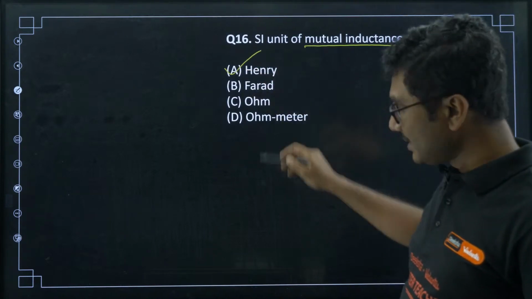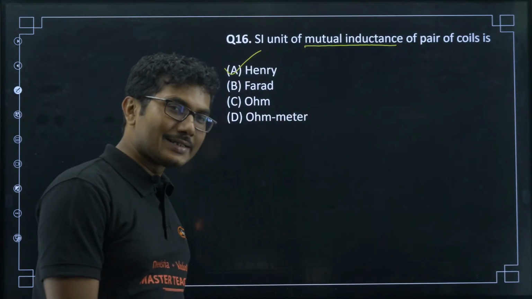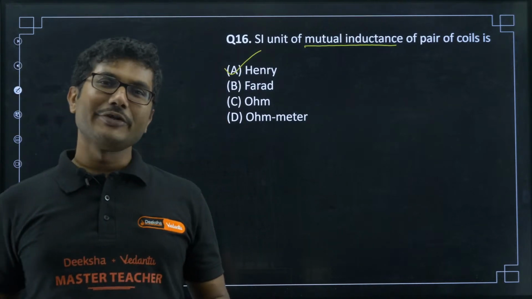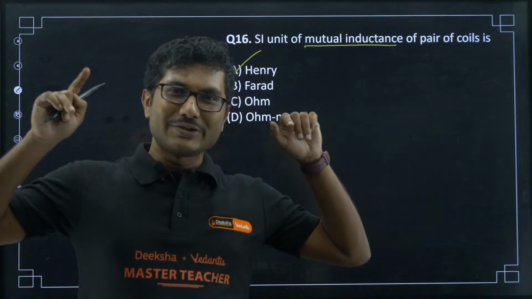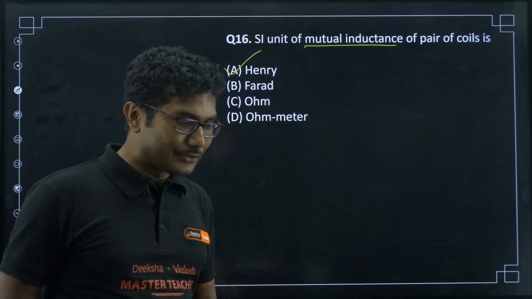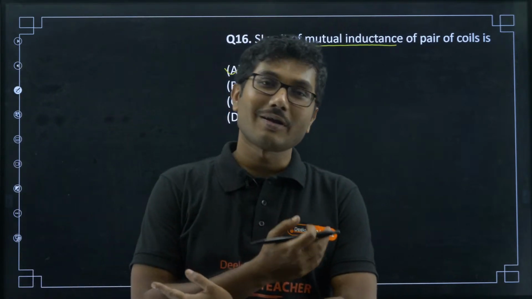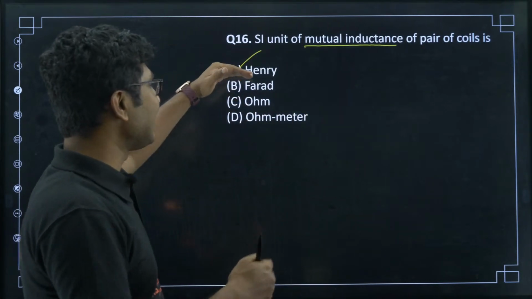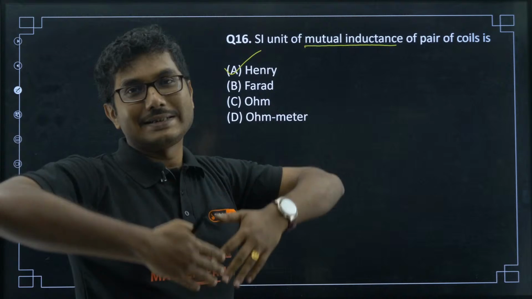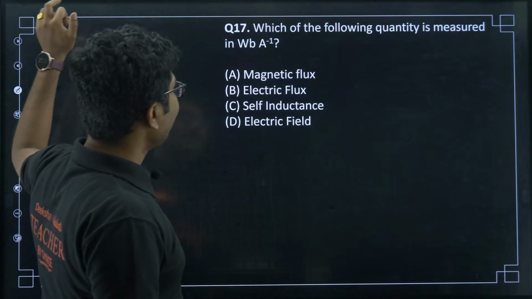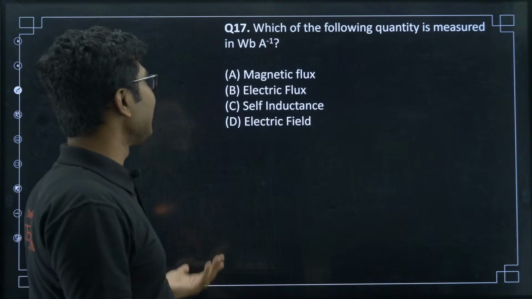Henry, yes, Henry is the unit of mutual inductance, Henry is the unit of self inductance, and Henry is the unit of inductance. Whenever you see the term inductance, the unit is Henry. In the chapter AC, we do not mention whether it is mutual inductance or self inductance, we just say it is inductance. So inductance means Henry, be it mutual, be it self, be it simply any inductance. Inductance means Henry, Henry means inductance.